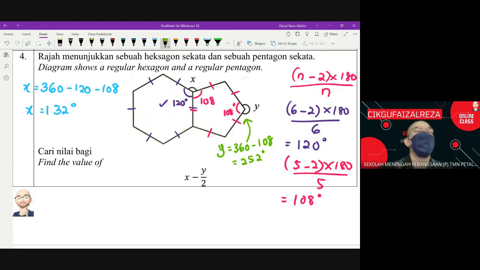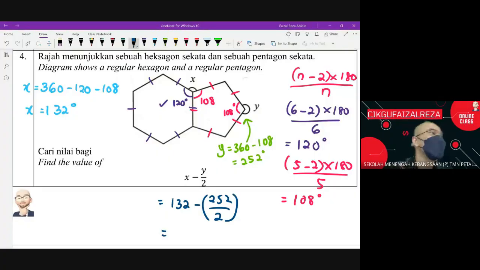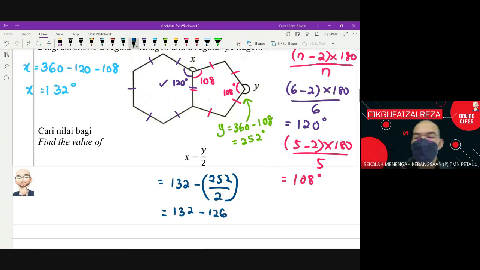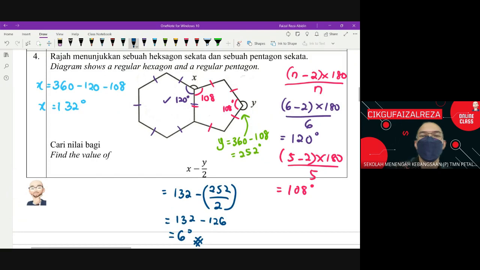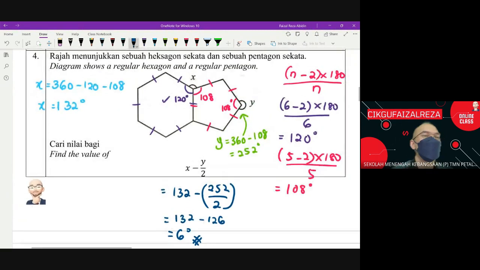Did we answer our question already? Not yet. We are going to substitute into our x, 132 minus 252 over 2, so 132 minus 126. What do you get? 6 degrees. That's going to be your answer.